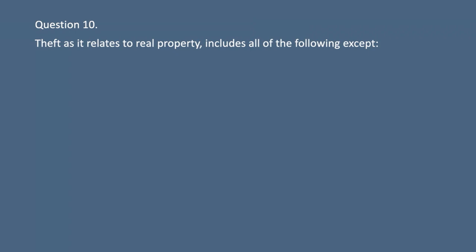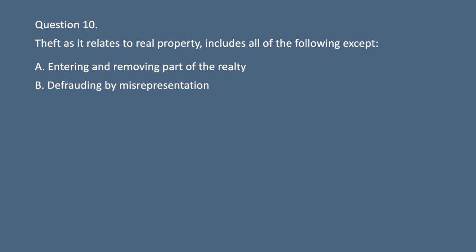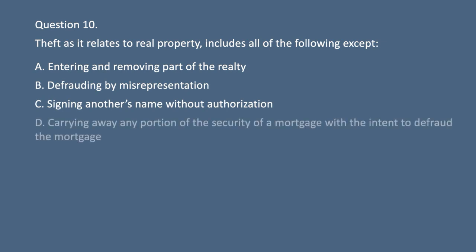Question 10. Theft as it relates to real property includes all of the following except: A. Entering and removing part of the realty. B. Defrauding by misrepresentation. C. Signing another's name without authorization. D. Carrying away any portion of the security of a mortgage with the intent to defraud the mortgagee.